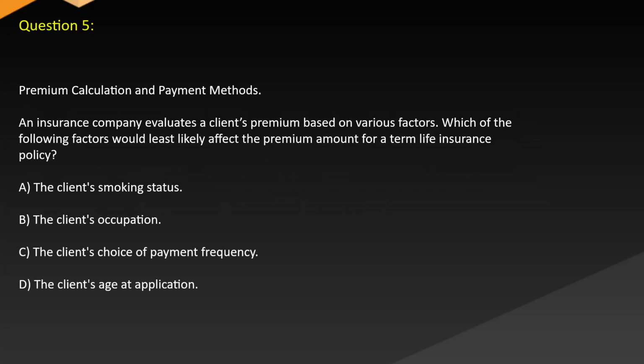Question 5. Premium calculation and payment methods. An insurance company evaluates a client's premium based on various factors. Which of the following factors would least likely affect the premium amount for a term life insurance policy? A. The client's smoking status. B. The client's occupation. C. The client's choice of payment frequency. D. The client's age at application.